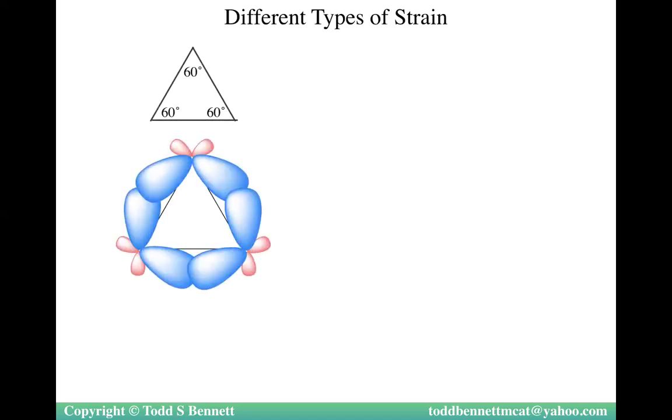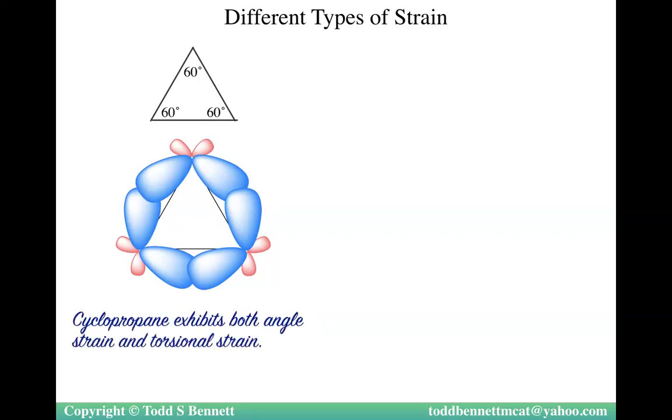Okay, so different types of strain. This is what's known as angle strain. This is a better picture of how those orbitals line up. The angle is not quite as bad as 60, but it still is pretty tough. So cyclopropane exhibits what's known as angle strain, not getting close enough to 109.5. But then there's also something called torsional strain, where you have to look from the side to see this. If I do a side view of this structure, the H's would be like this.